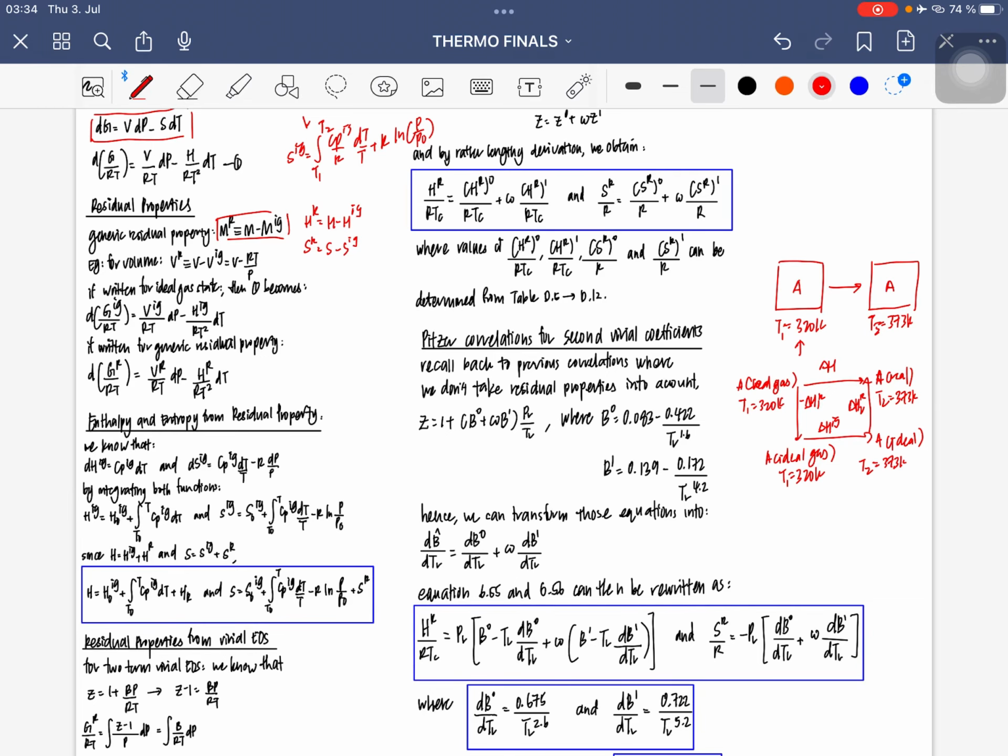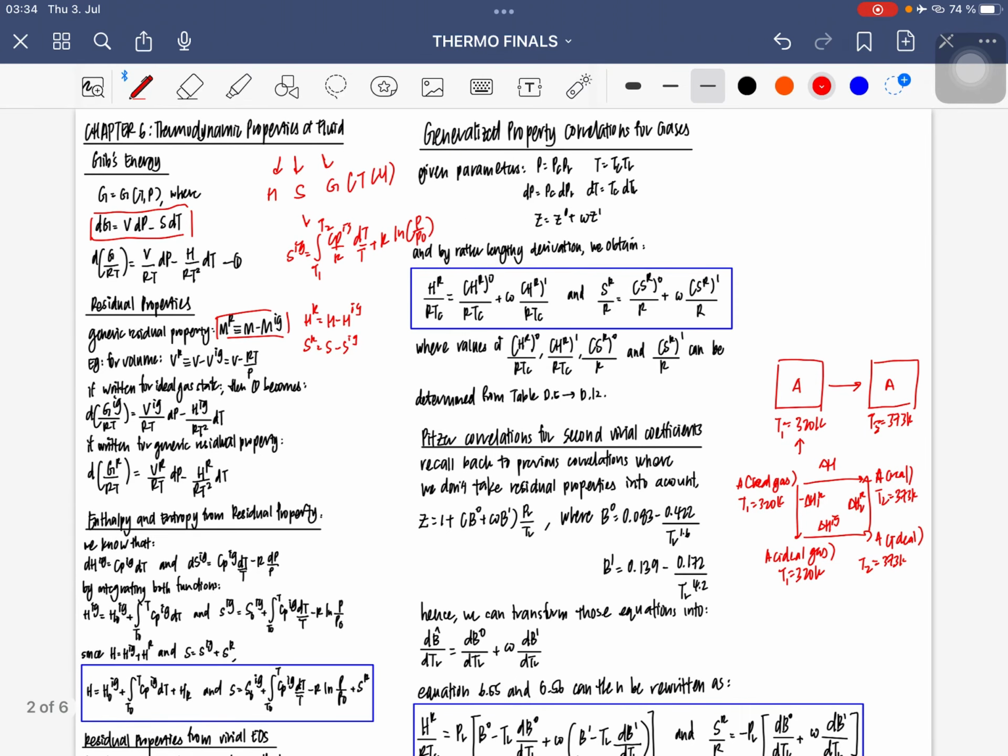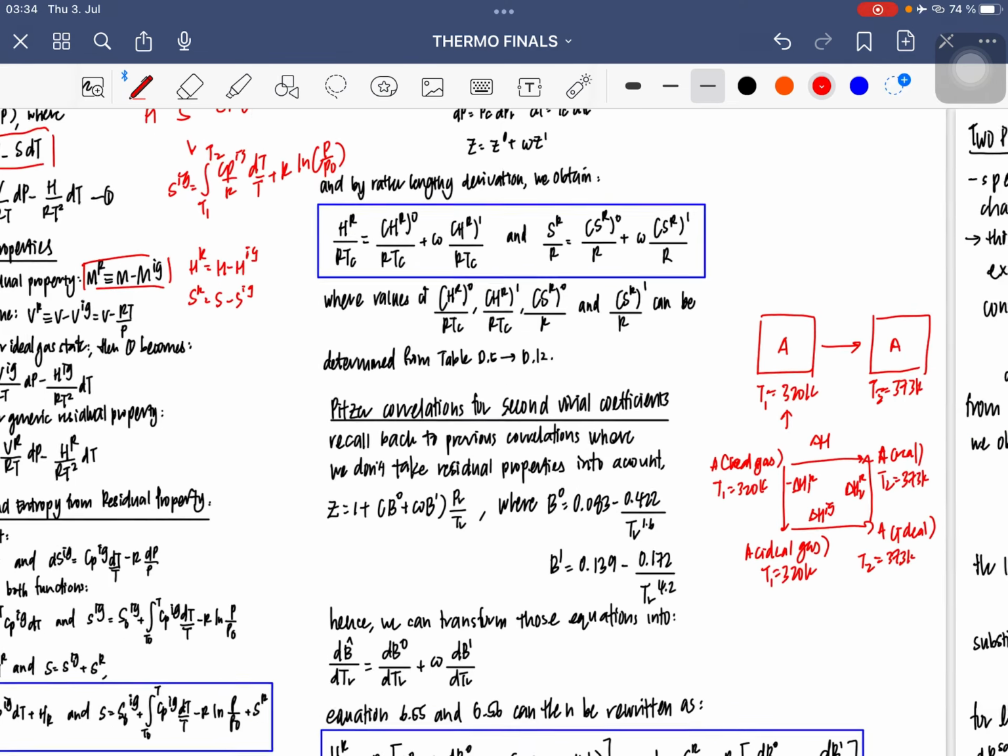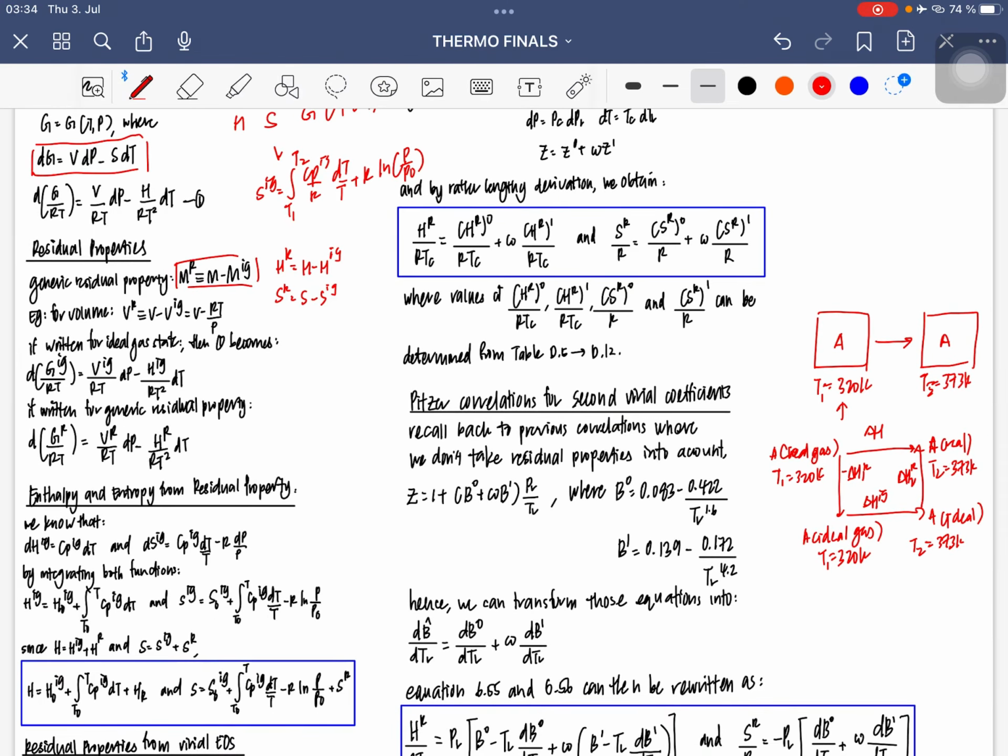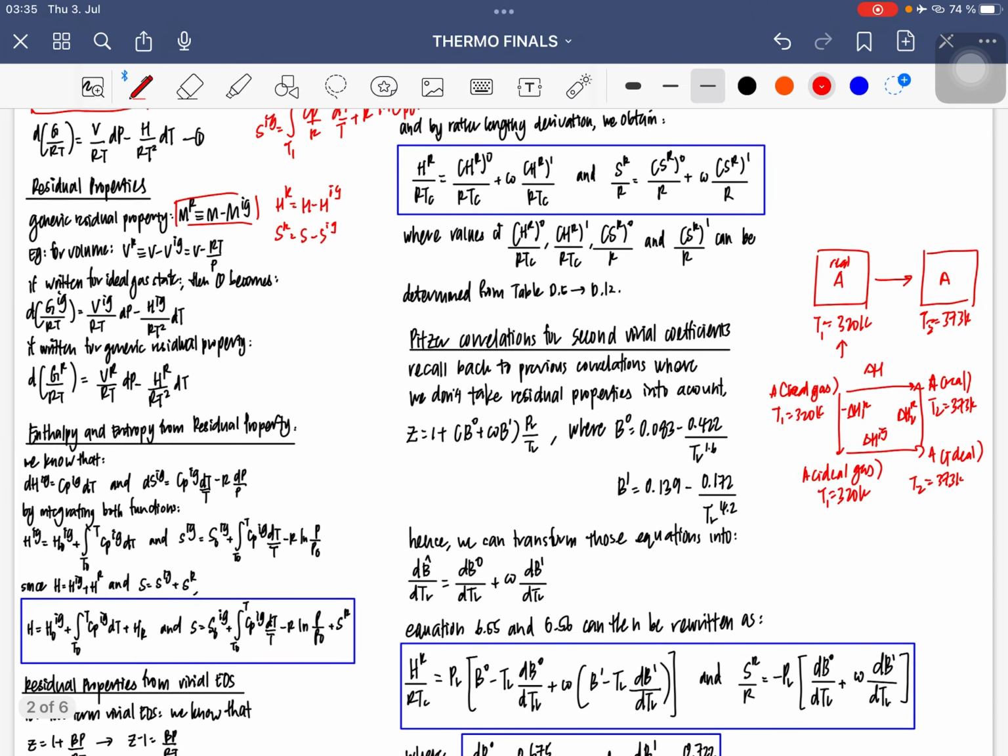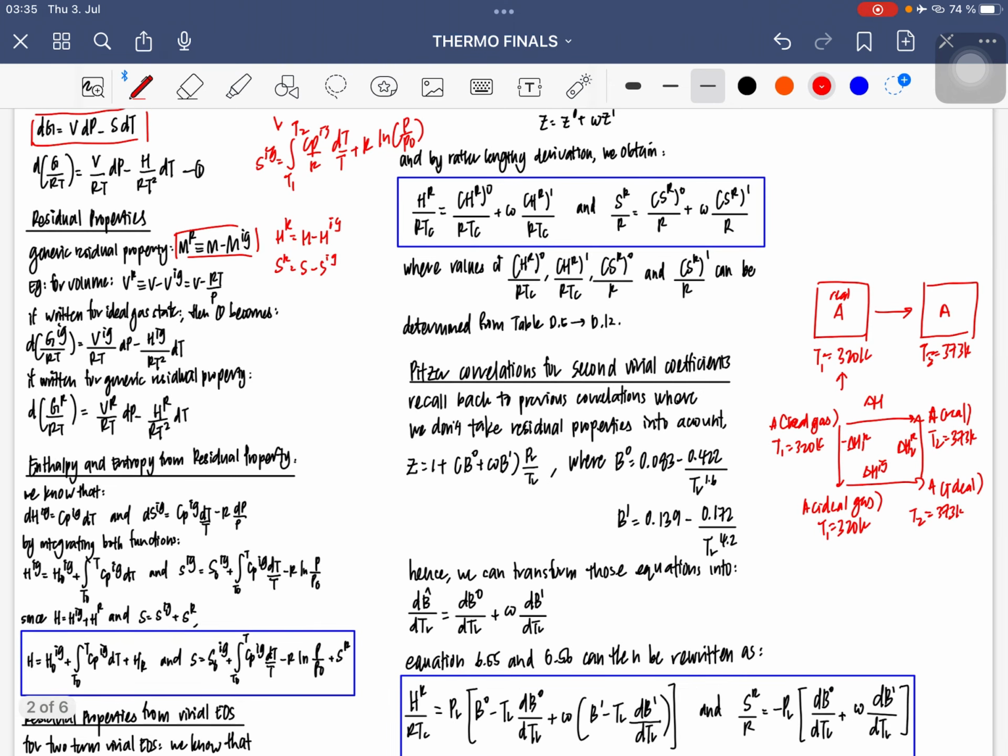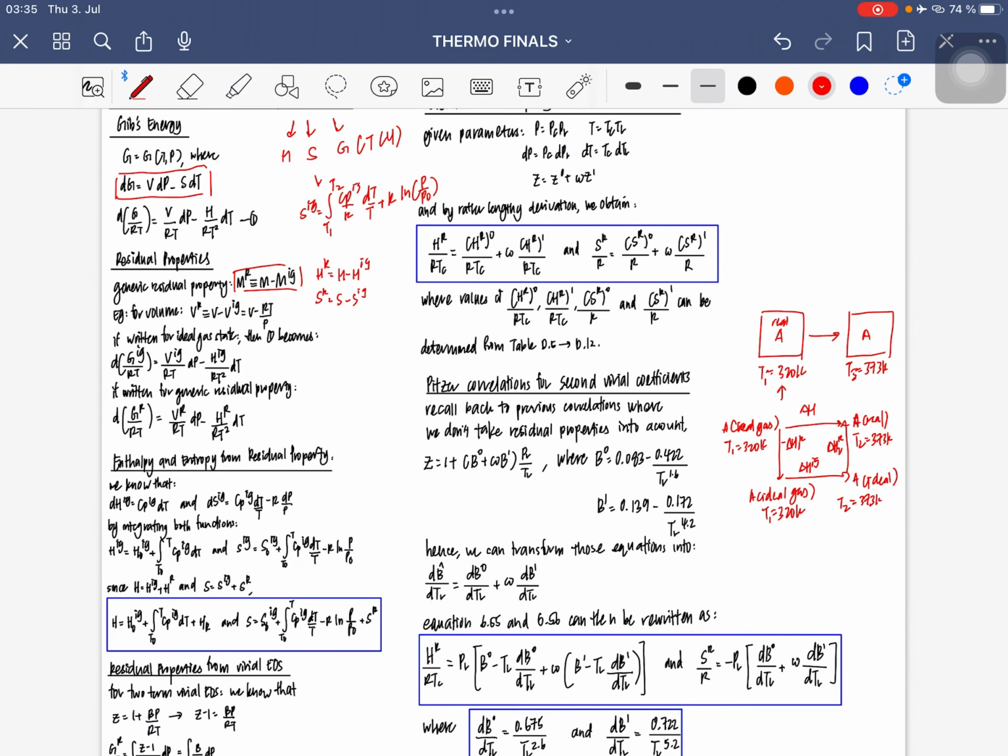So here's the thing. Since this whole chapter is about residual properties, meaning that we are measuring how much the real properties deviate from ideal properties. So let's see, when we have a system of A, which is real gas of A, when we want to calculate the change in temperature, there's only one way, which is CPIG over R, right? So we can't find the change in temperature unless the system is in ideal gas.